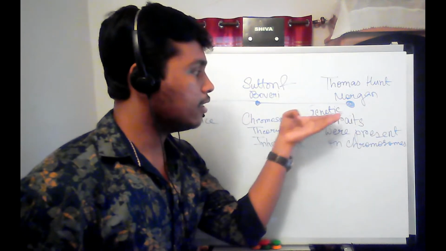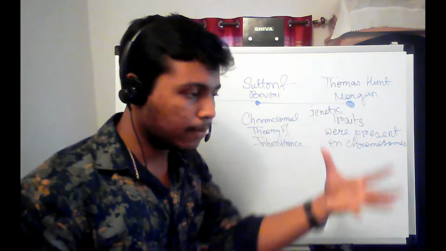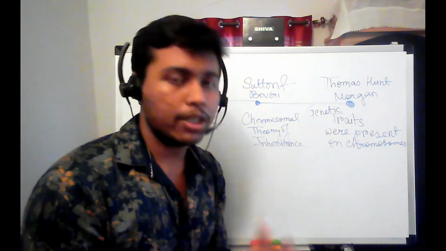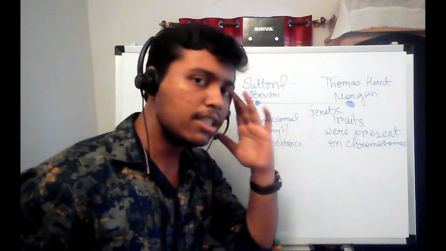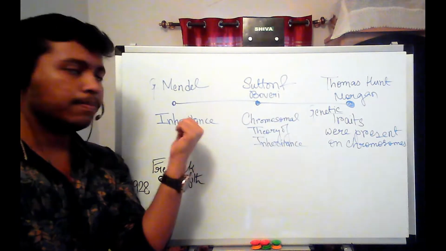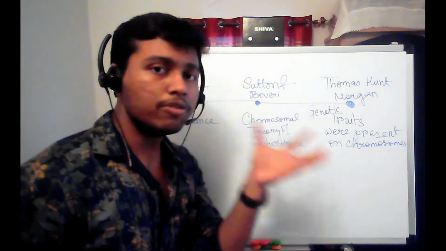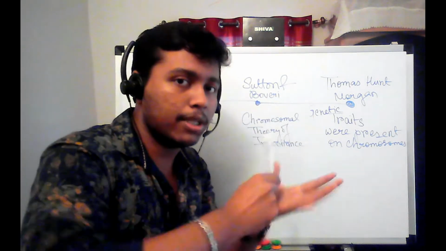He didn't say that they were genetic. The basic question was, what were the genes made of? He said that they were genetic. The idea of genes came from this in inheritance. Then they also gave us the idea that chromosomes were present, and on them the genes are present.